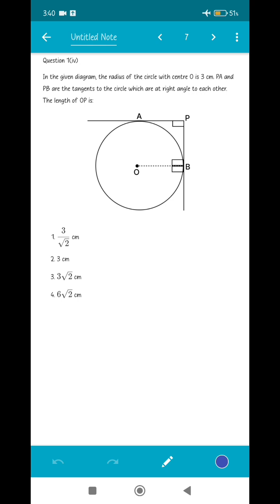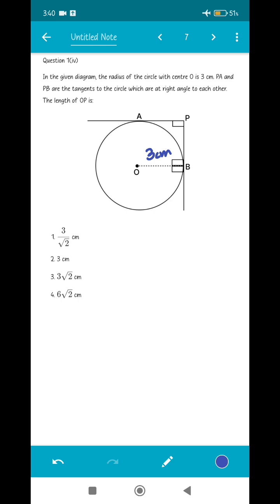Next, this is a question from the chapter tangents. Let's see. In the given diagram, the radius of the circle with center O is 3 centimeters. So the radius is 3 centimeters. And PA and PB are two tangents to the circle, and these tangents are at right angle to one another.